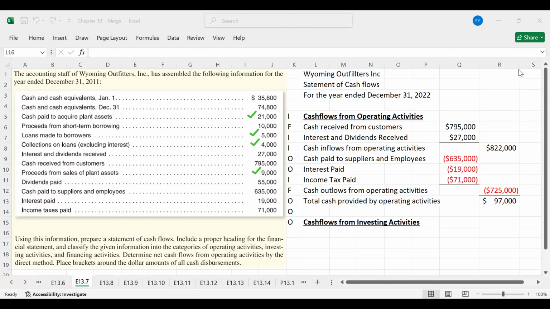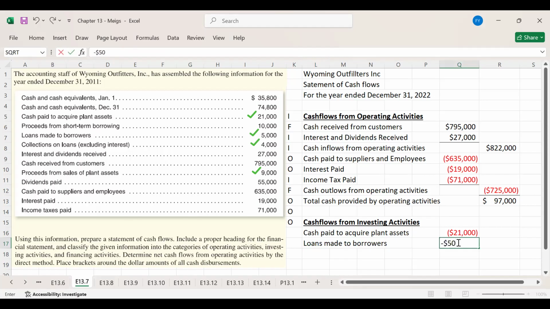So we are preparing cash flows from investing activities. We have cash paid to acquire plant assets, which is 21,000. As we have paid it, we will represent it with the minus sign, $21,000. The other one is loans made to borrowers. Loans made to borrowers total 5,000, and again we are representing it with the minus sign.